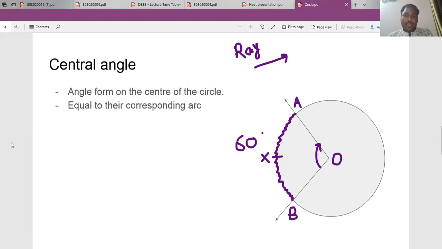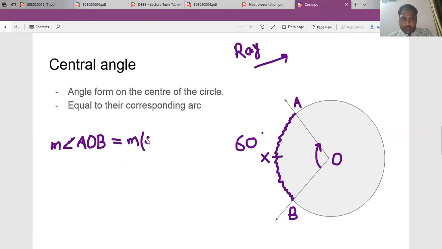So according to this, you can say that the measure of the central angle, that is, the measure of the angle A, O, and B, the measure of the central angle AOB is equal to their corresponding arc. So what is their corresponding arc? That is the measure of the arc. I'm writing arc.